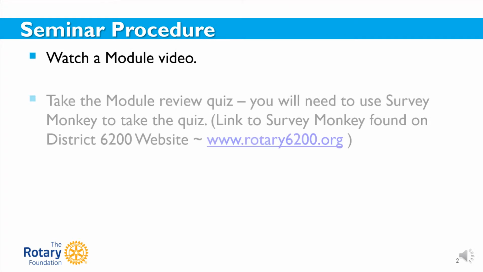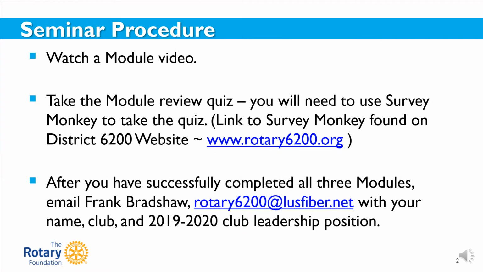Here's how the seminar will proceed. First, you will watch a video, as you are doing here. There are 3 videos in all. After you watch a video, take the review quiz. You will need to use SurveyMonkey to take the quiz, and you will find the link to SurveyMonkey on the district's website. After you've completed all 3 quizzes, email me at the address on the screen. Give me your name, the name of your club, and the club position you will hold in 2019-2020. This way, I will be able to give you and your club the proper credit for this training.